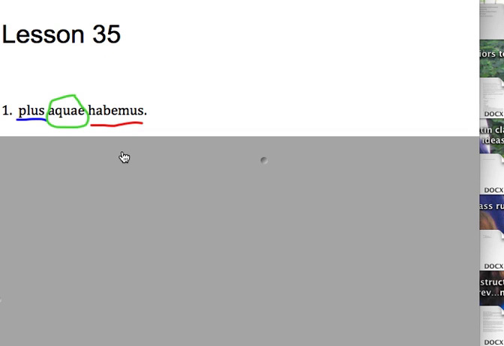Do you know? It means we have more of water, which in English we would simply say we have more water. Okay, there you go. That's pretty easy. So the point is, with a word like plus, which means more, you will often have a genitive working with it, and that's how you say more of something. All right, more water is literally more of water.